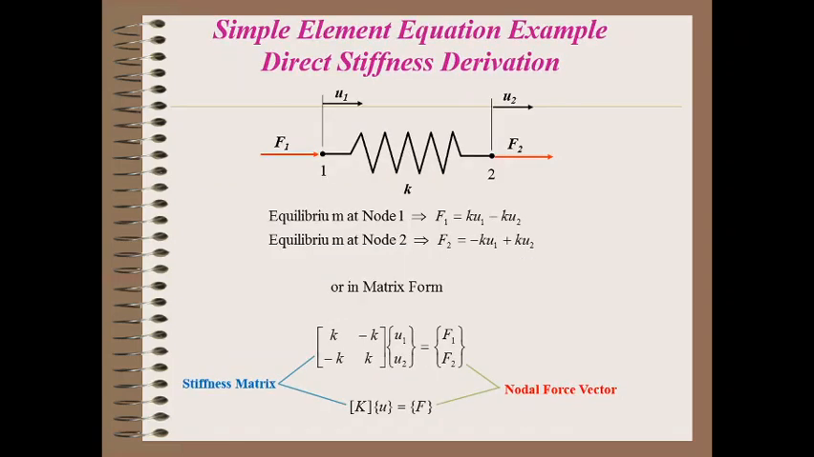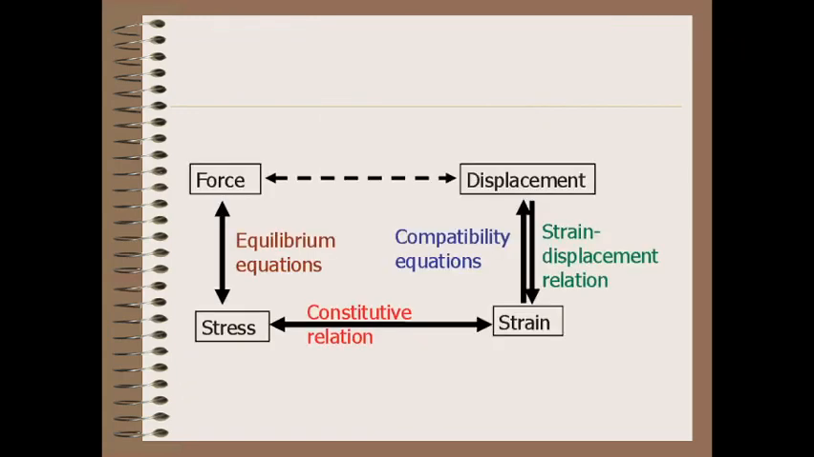Simple element equation example, that is direct stiffness derivation, that is in equilibrium. So in this it is a spring problem, and we are considering node 1, node 2. We are finding two equations for that, and we should put those equations into matrix form. Then after that, by using the stiffness matrix, we should find the answer for the solution. So this is the small flowchart to find the force and displacement.